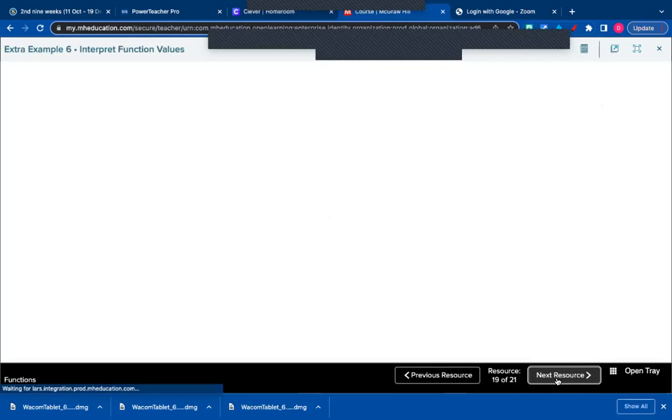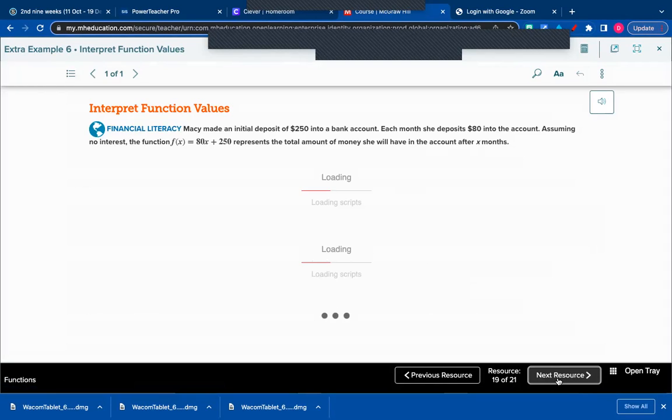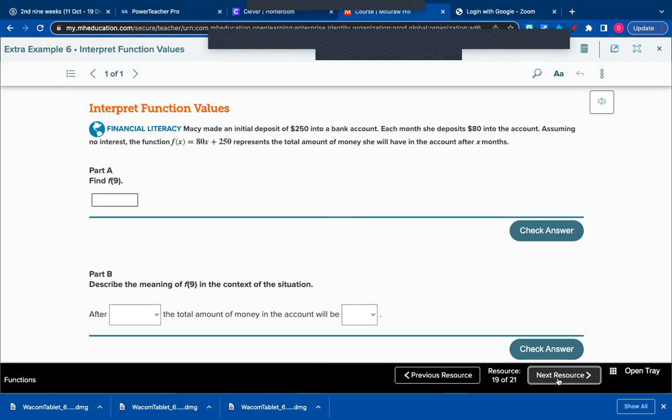One more example of interpreting function values. Macy made an initial deposit of $250 into a bank account. Each month, she deposits $80 into the account. Assuming no interest, the function f of x equals 80x plus 250 represents the total amount of money she'll have in the account after x months. So every month she deposits $80. So after x months, it'll be 80 times x. She started off with $250. So that stays the same.